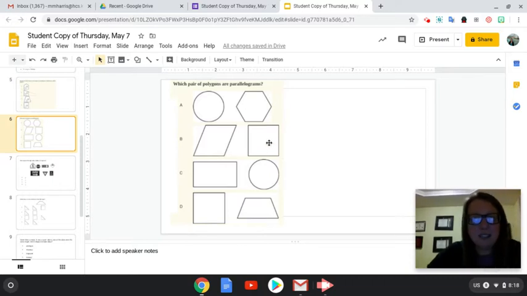So let's look at D. There's one pair and there's two pairs. But if I look here, there's only one pair of parallel lines. So can that be a parallelogram? No. So the answer is B.